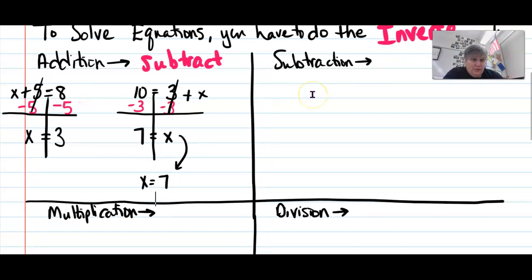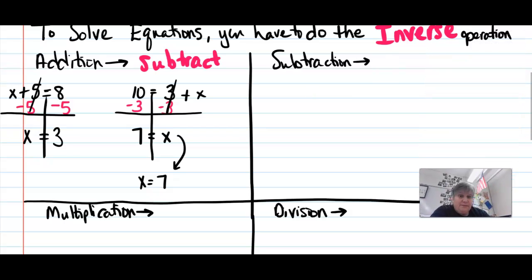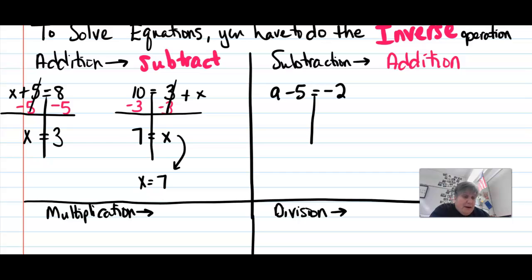Okay, so now we're going to do subtraction. The opposite of subtraction is addition, because those are pairs. If I see a subtraction sign or a negative, because a negative is just to subtract, I'm going to get rid of it by adding. So let's see, x minus 5 is negative 2. Again, draw your line down from the equal sign. I have to get rid of this minus 5, and the opposite of minus 5 is add 5. So I'm going to add 5 to both sides.